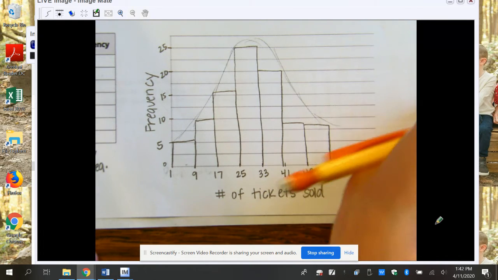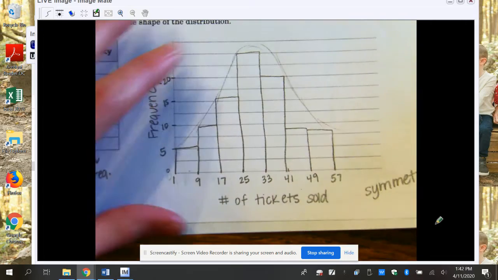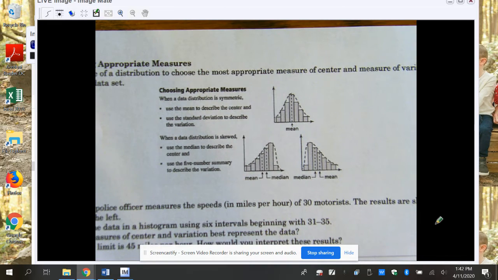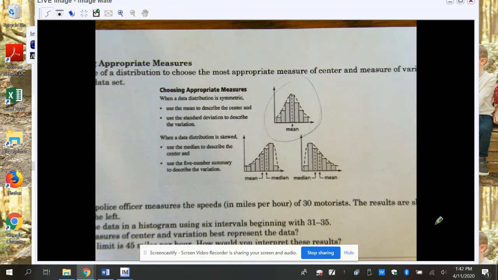All right, and so that kind of idea of the shape of distribution also coincides with choosing an appropriate measure to describe the data. So again, if you have a symmetric histogram, the mean and the median will both be a good measure of center because that means that they're close to each other.